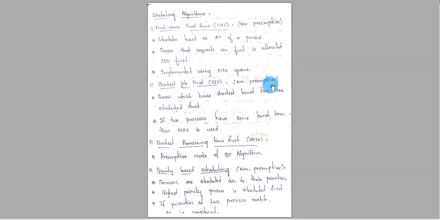Next, shortest job first, non-preemptive. Processes which have the shortest burst time are scheduled first. So it is based on burst time. The process having shorter burst time will be scheduled first. If two processes have the same burst time, then FCFS is used. Suppose P1 and P2 have the same burst time, 2 and 2. Then their arrival time is checked. If P1 arrives first, then P1 is given CPU resources.